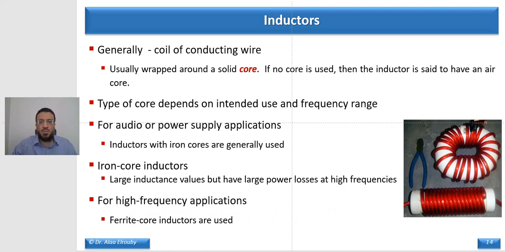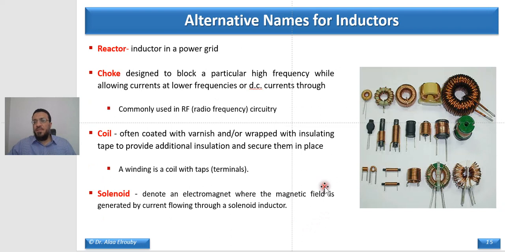inductors with ferrite cores. Here we have some different shapes and sizes for inductors, and I would like to share with you a number of different names that we have for inductors. Sometimes it is called a reactor, especially when we are talking about the power grid. Sometimes it is called a choke when we're using it for DC current, allowing current at lower frequency, or DC, and blocking higher frequency.